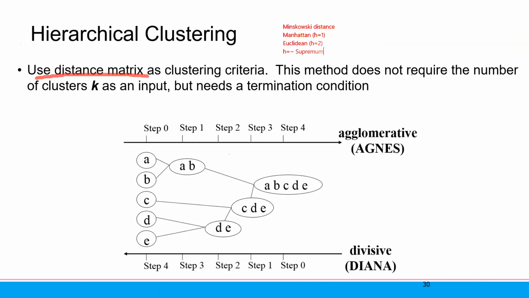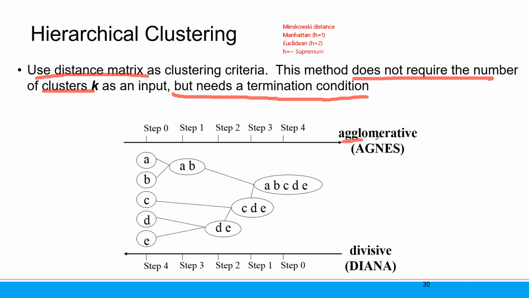And this method does not require the number of clusters K. So we can just do the calculation, and you don't need to set K. But it needs a termination condition. Check what is meant by this termination condition. There are 2 ways. There are two main algorithms.